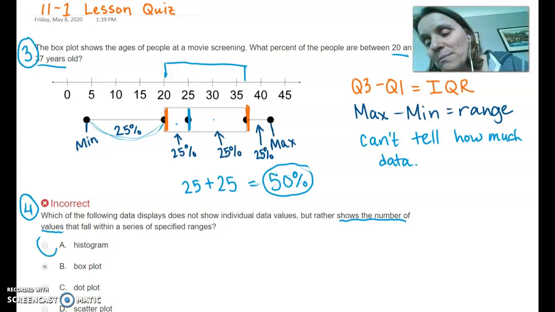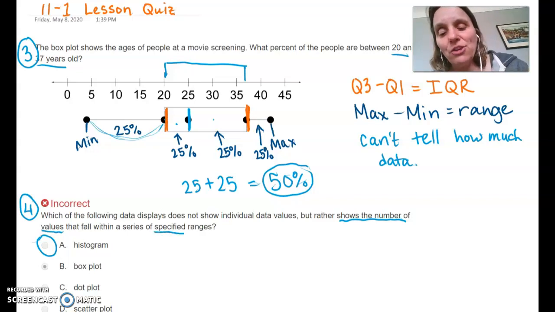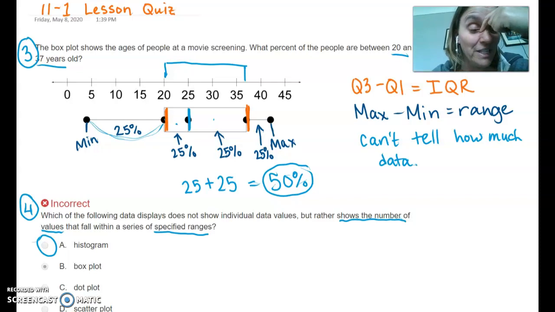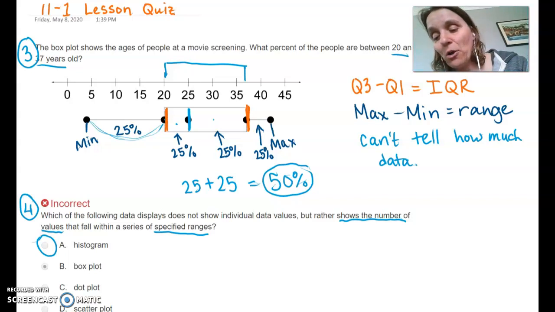So the best answer for this question is histogram, because that shows the exact number of values that fall within a series of ranges. The ranges for a histogram would be evenly spaced, whereas box and whisker plots are based on our data and are not evenly spaced. But we would be able to go backwards from a histogram and say, I know exactly how many fall within that range. All right, hope this helps you understand box plots a little bit better.